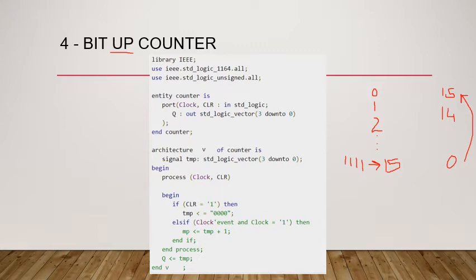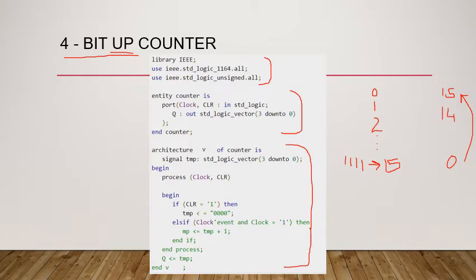So first we will be designing a 4-bit up counter in VHDL. Let us see how we write the code. The first 3 lines show the library inclusion in VHDL. Then we write down the entity for the counter, and finally we write down the architecture for the counter. Let us see these sections one by one.